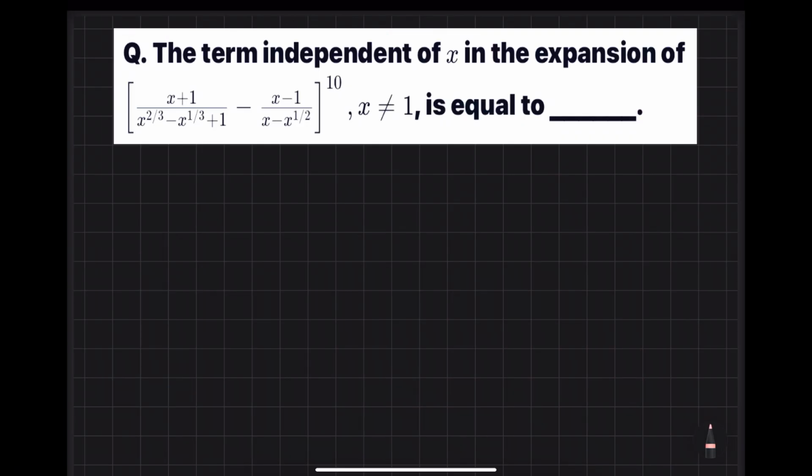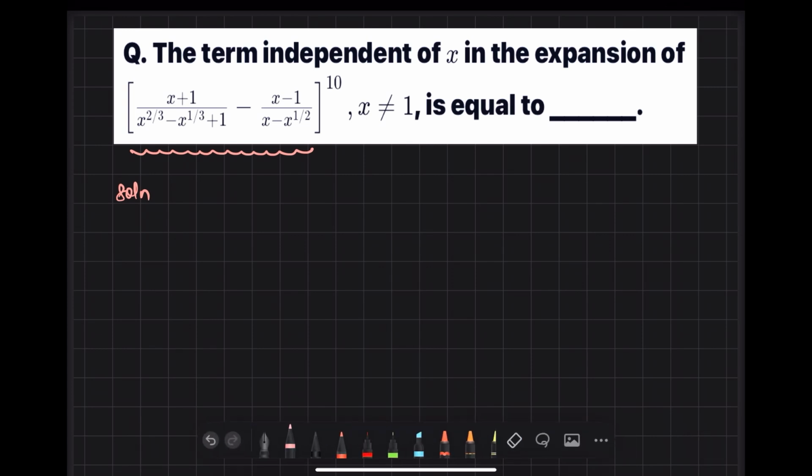So we got this situation. The term independent of x in the expansion of this. Okay. So term independent of x means what? We want the coefficient of x power 0. Now if you observe the question, it looks ugly. Correct? So what we should do is focus on the simplification part first.